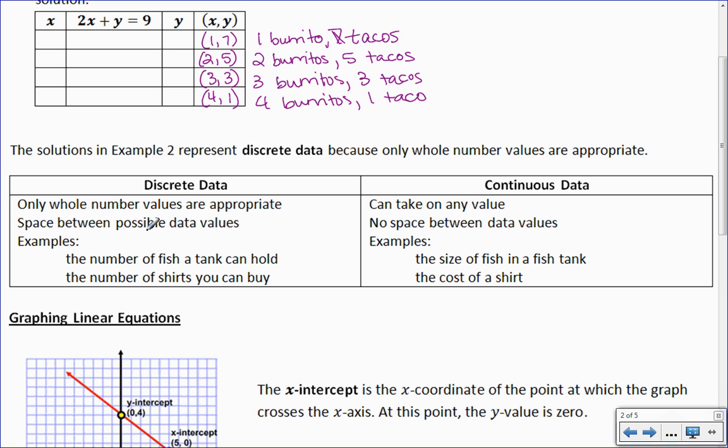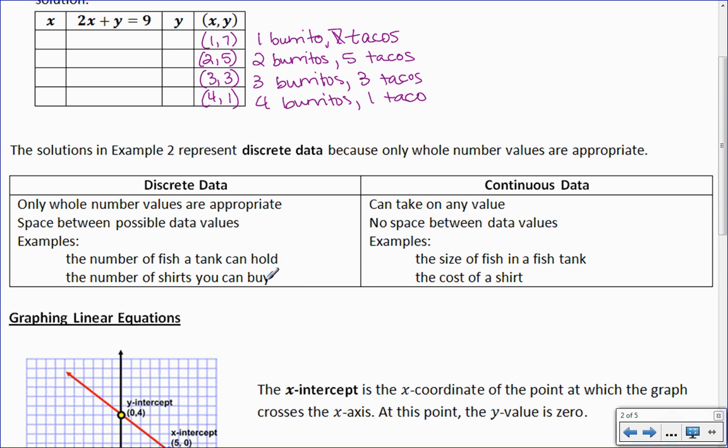Discrete data has space between possible data values. Continuous data has no space between data values. So some examples that you can see are kind of similar. Discrete data would be something like the number of fish a tank can hold. Again, you can't have 2.3 fish. So you could have 2 fish, you can have 3 fish, but nothing in between. In comparison, the size of fish in a fish tank, if you're measuring the size of fish, those could be any measurement possible. So it wouldn't have to be whole numbers.